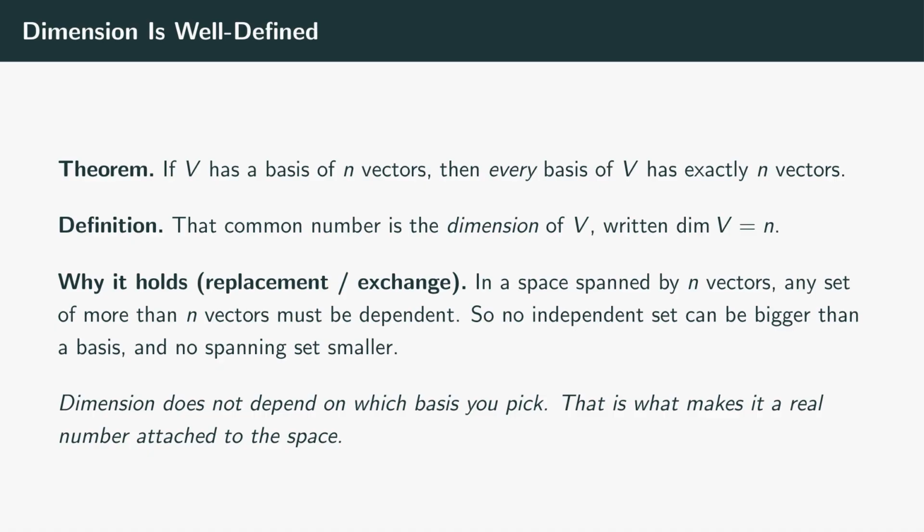Why is the count forced? The engine is the replacement idea, sometimes called the exchange lemma. If a space is spanned by n vectors, then any collection of more than n vectors has to be linearly dependent. You cannot fit more independent directions than the spanning set provides. So no independent set can be larger than a basis, and no spanning set can be smaller. Squeeze those two facts together and every basis is pinned to the same size. That is the precise sense in which a space has a well-defined dimension.